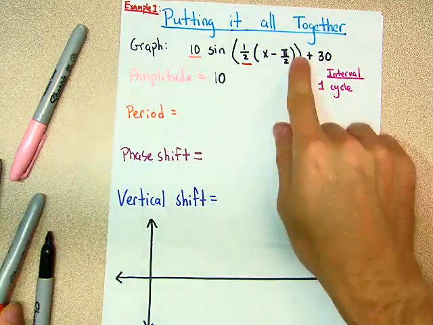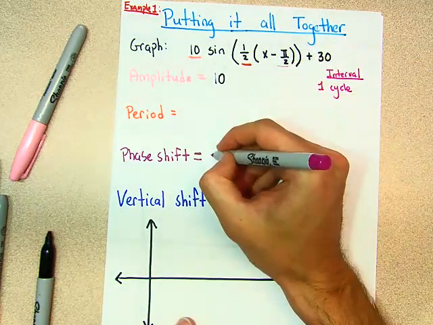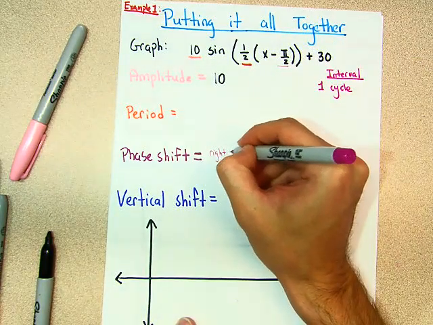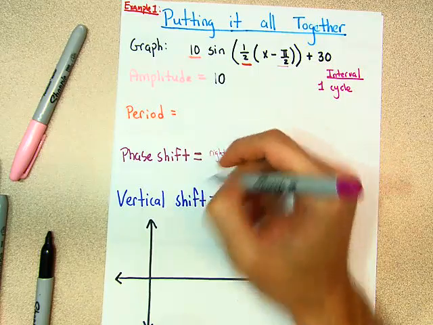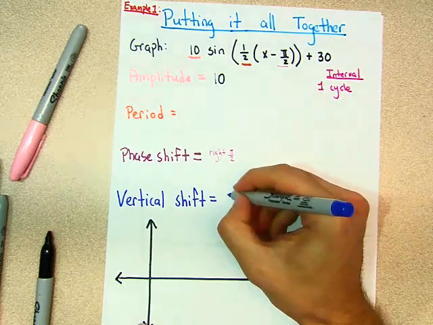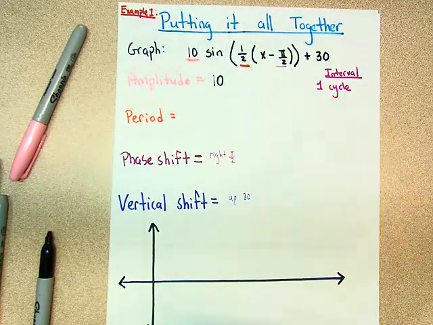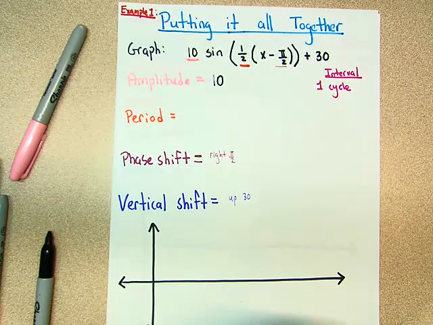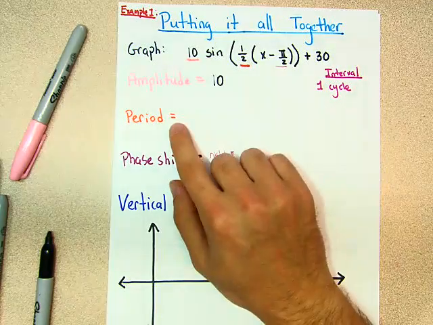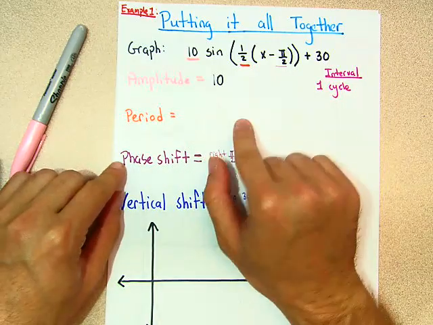What is the phase shift? The phase shift is to the right, pi over 2. And what's the vertical shift? The vertical shift will be up 30. And what do we want to do? We want to draw one cycle of this. So let's just go one at a time. First, we need the period. And then once we have the period, we do the phase shift. So let's find the period.